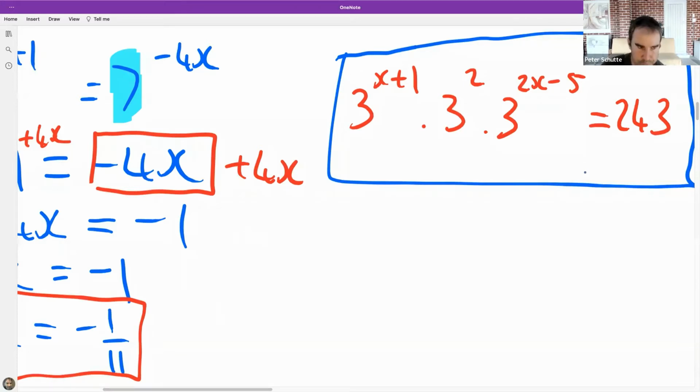So let's have a look. I think, first of all, I should simplify the left-hand side. But you're quite right. This is a power of 3. And so knowing what power of 3 it is is very helpful.